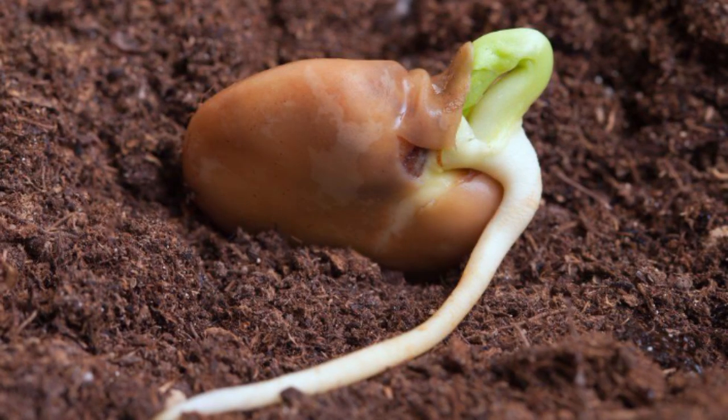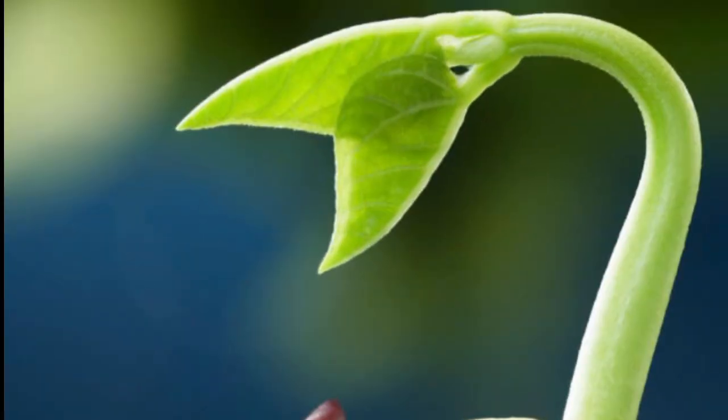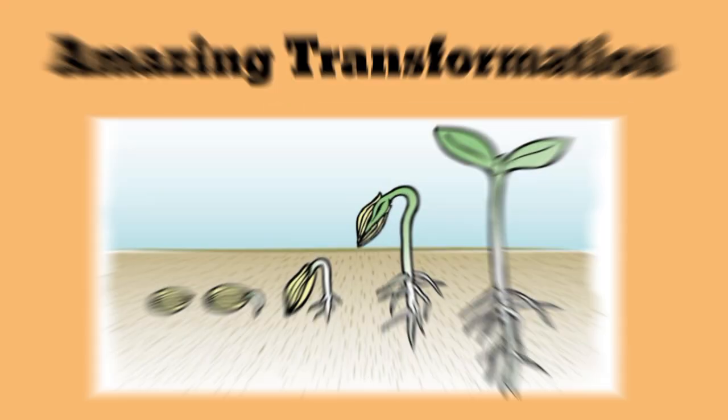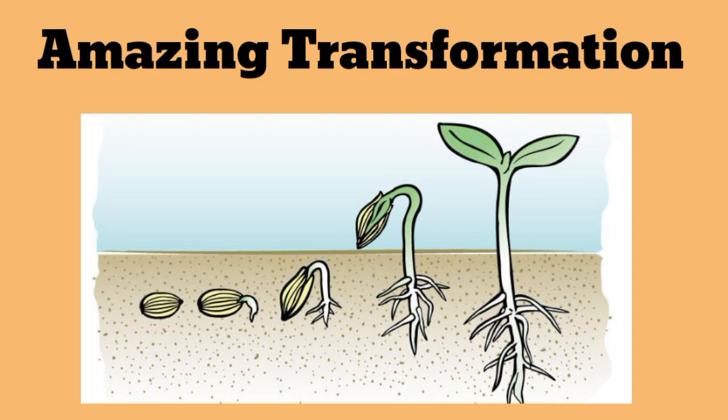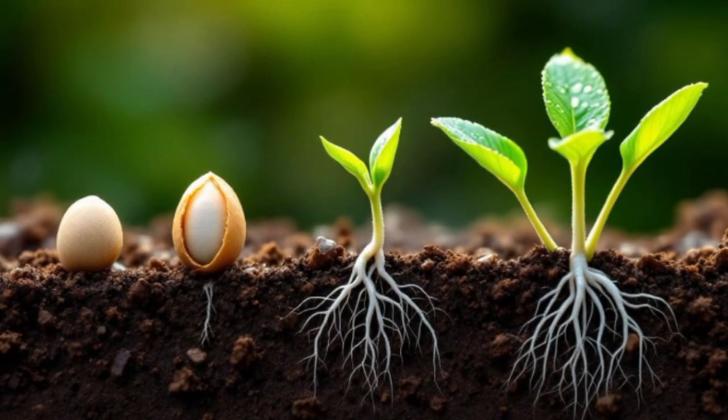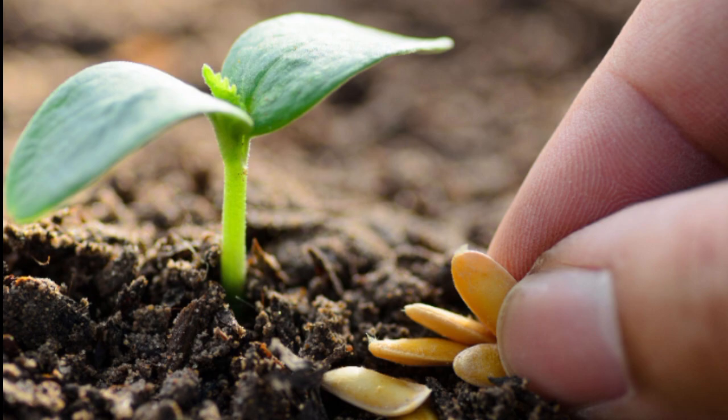A seed is amazingly transformed into a new young plant by the process of germination. Each seed has a baby plant and each seed has the ability to grow into a new plant. And in this way, the life cycle of a plant continues from a seed to a new young baby plant.